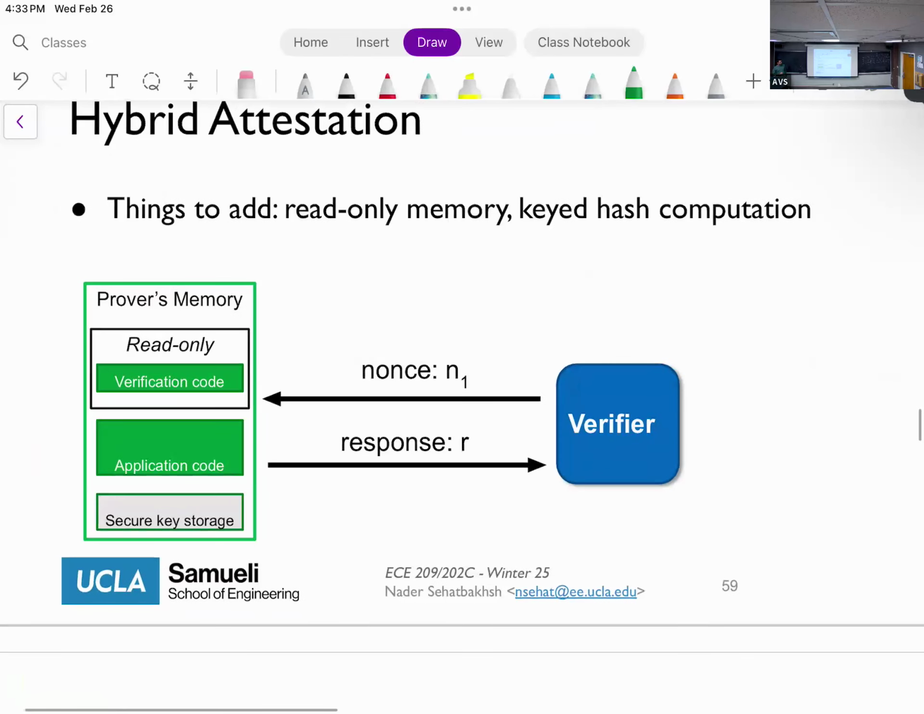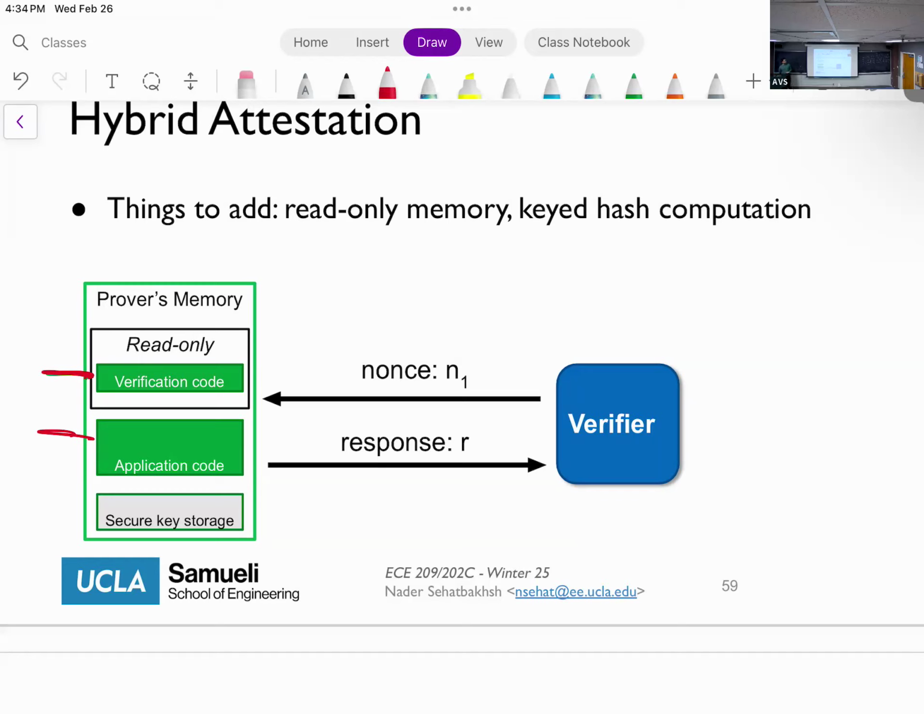So what exactly do we do with hybrid attestation? The idea of hybrid attestation is that we still have our verification code and our application code. But here's what we do. We add some form of support or monitoring or checks or trust to our system such that the adversary cannot change or do anything they want.